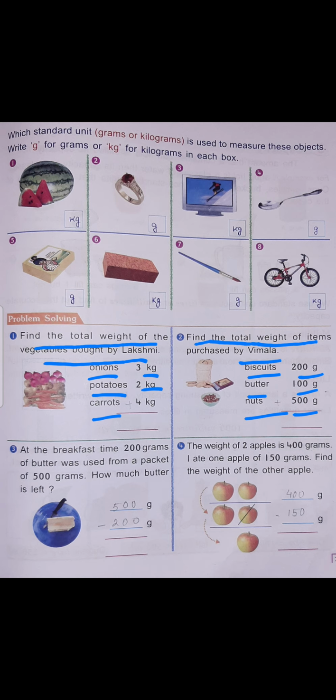Understood? Next, number 3. At the breakfast time, 200 grams of butter was used from a packet of 500 grams. So, from a packet, just like this butter packet. This is a 250 gram packet. But there was a 500 gram packet. From the 500 gram packet, during breakfast, how many gram has been used? 200 gram has been used.